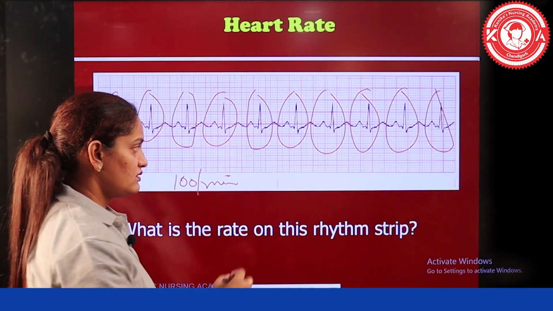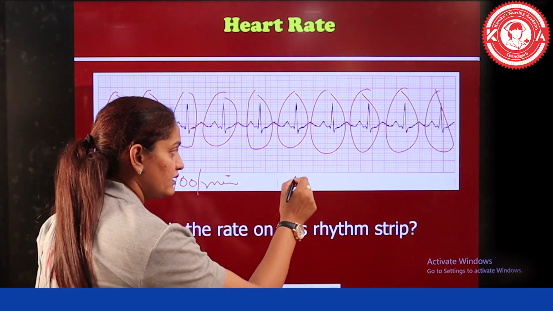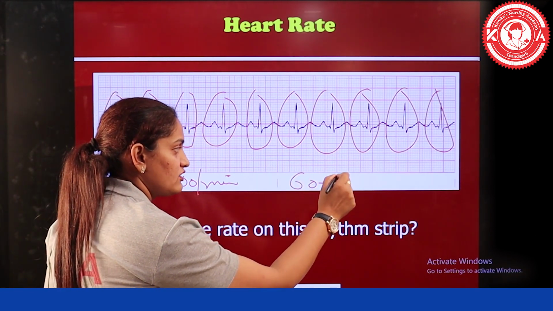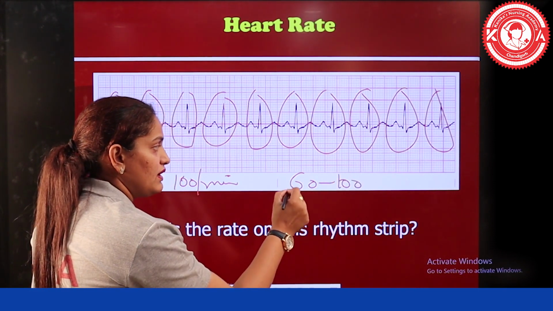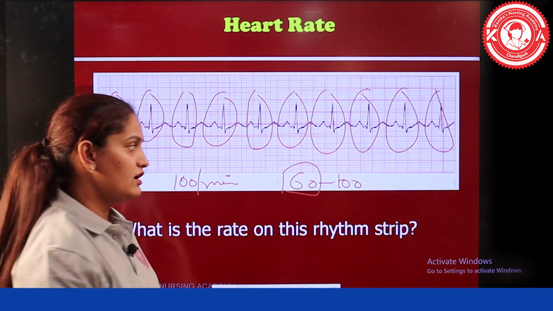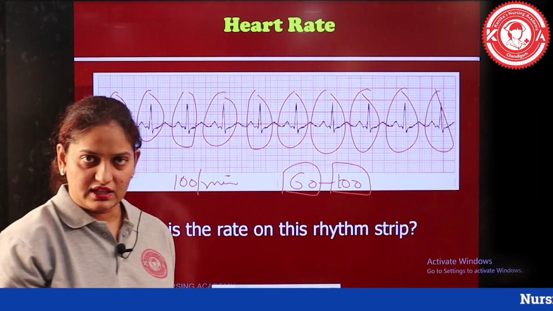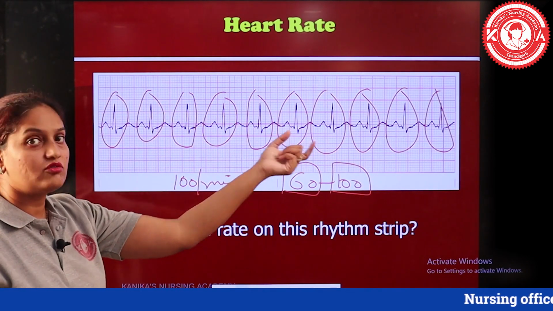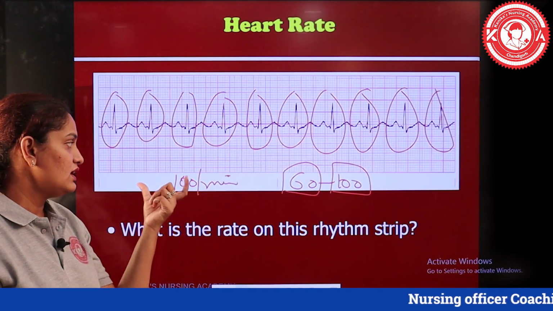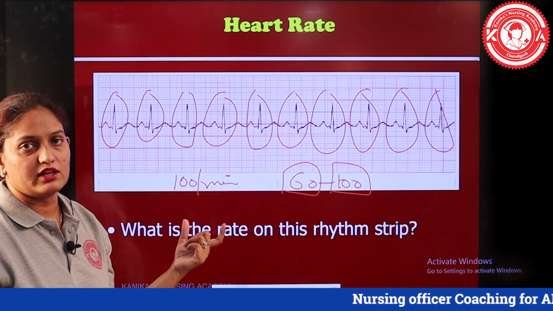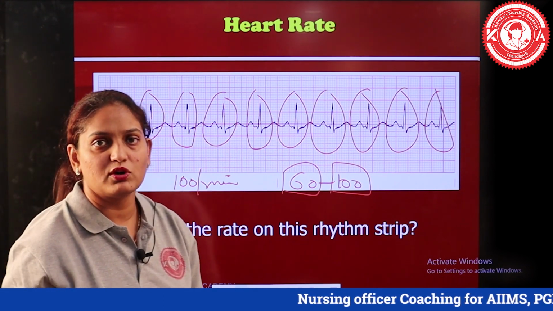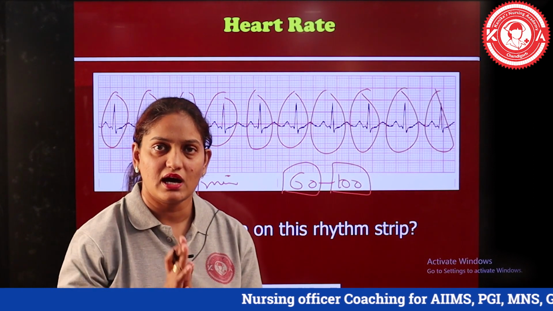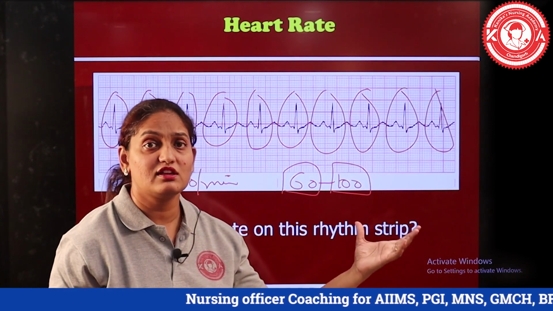I will just make all of you recall that the normal heart rate range is between 60 to 100. Below 60 is known as bradycardia. More than 100 is known as tachycardia. So this particular patient, while doing the ECG, was at borderline for tachycardia. So this is how the first step will go, that is calculation of the heart rate from an ECG strip.